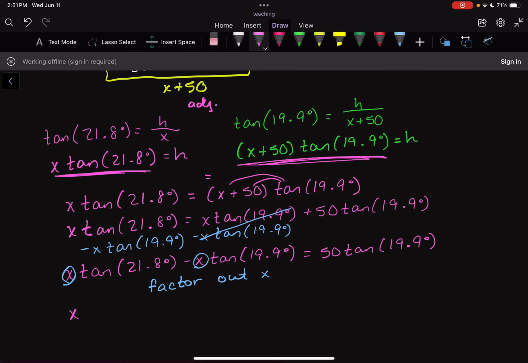If I take the x out to the front, that leaves me with tangent 21.8 degrees minus tangent 19.9 degrees, all in parentheses, equals 50 tangent 19.9 degrees.